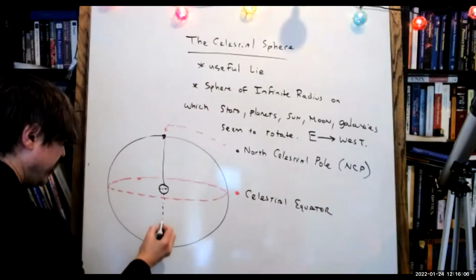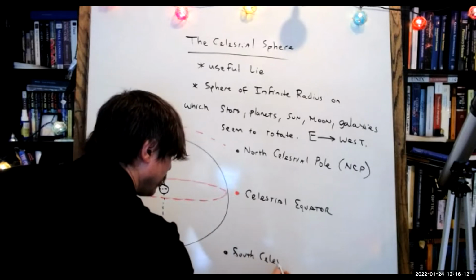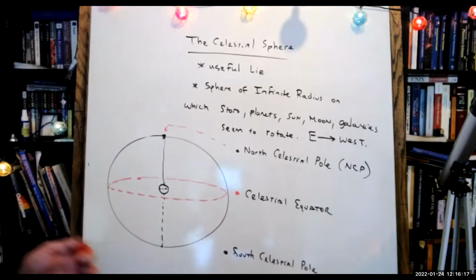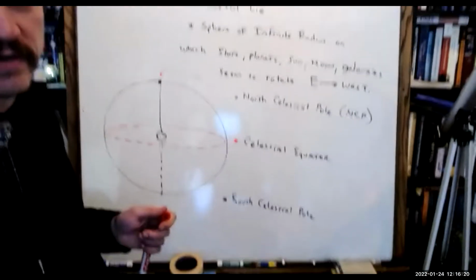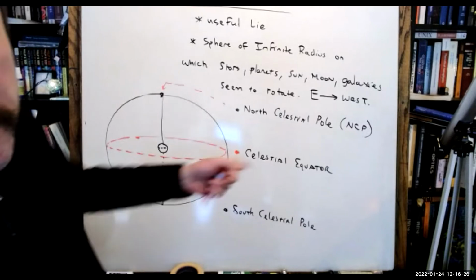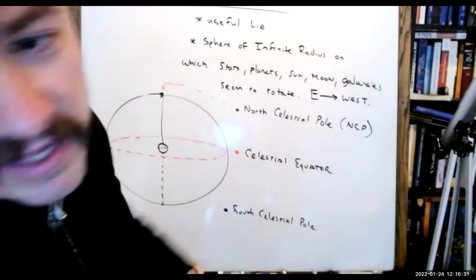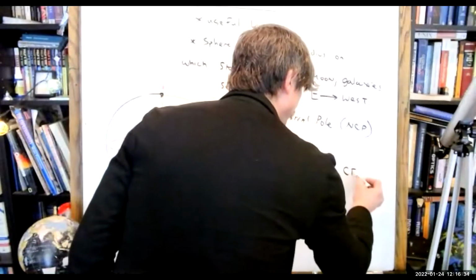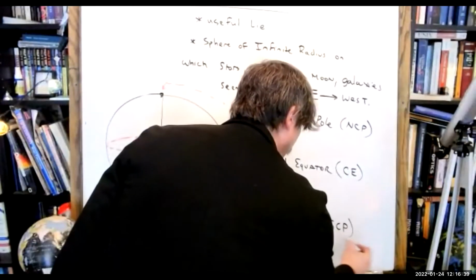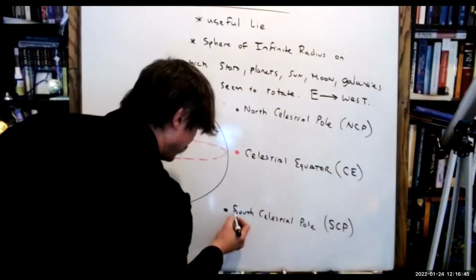And then somewhere down here, we have the south celestial pole. Now, if I had to define these, oops, sorry, camera's not in a great position. South celestial pole. If I had to define these terms, and by the way, I'm going to be using these terms so much that I have acronyms or abbreviations. North celestial pole is NCP, celestial equator is CE, and south celestial pole is SCP. That's going to be very helpful for making diagrams and labels. See if you can follow along with that.